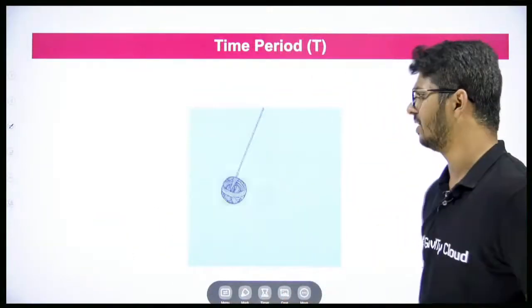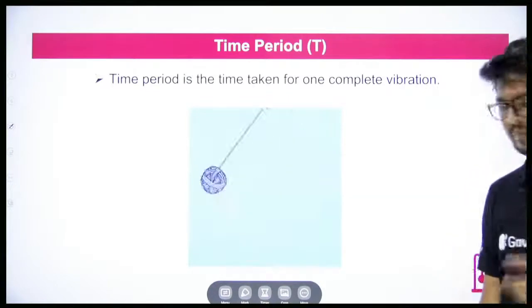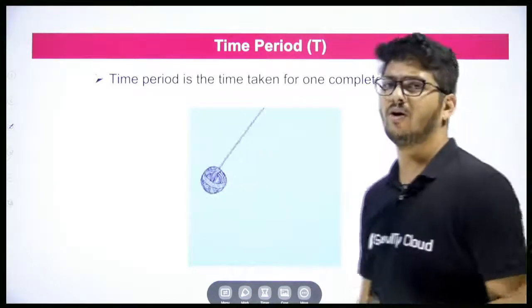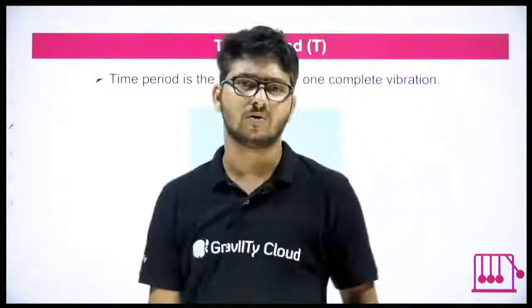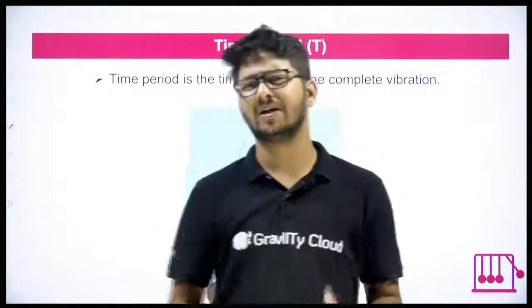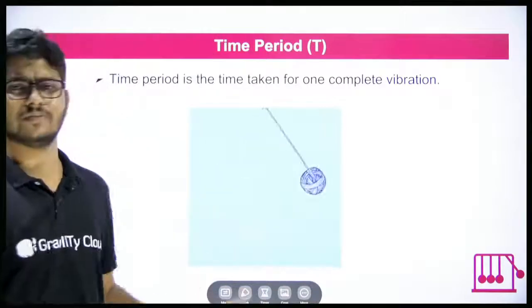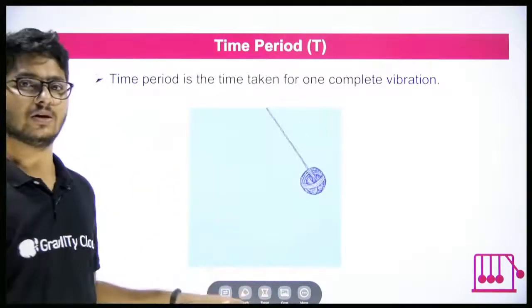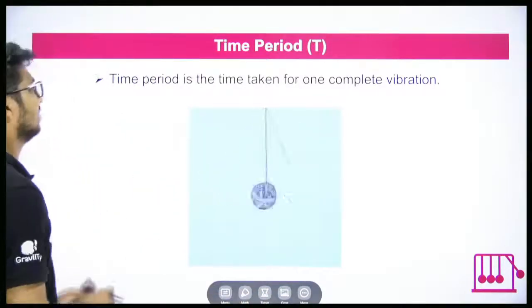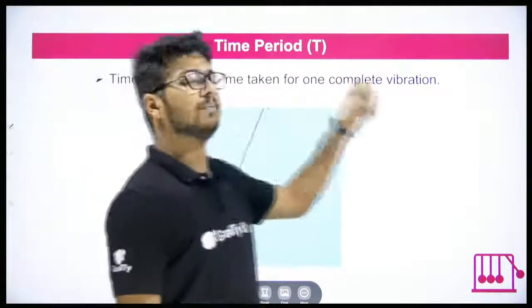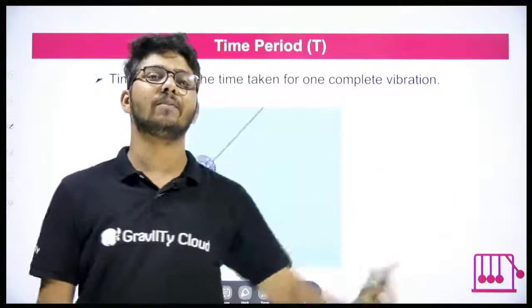Now what is this time period? It's very simple. Remember the definition of time period. It's helpful always. It could be for periodic motion, for oscillations, many places. Circular motion, rotations, revolutions, all of them. Periodic time period is important. So what is time period? It is nothing but time taken for one complete vibration, for one complete motion.